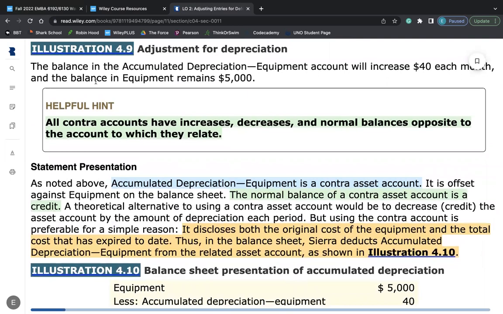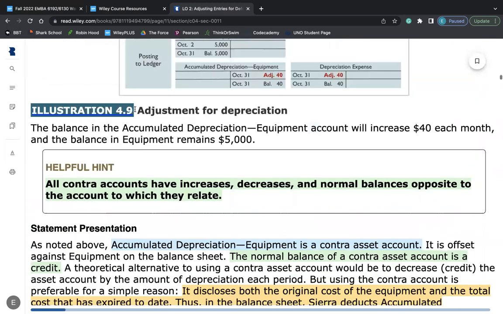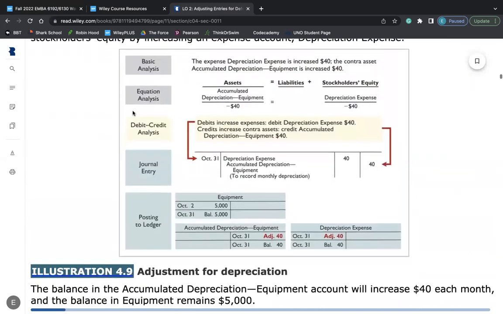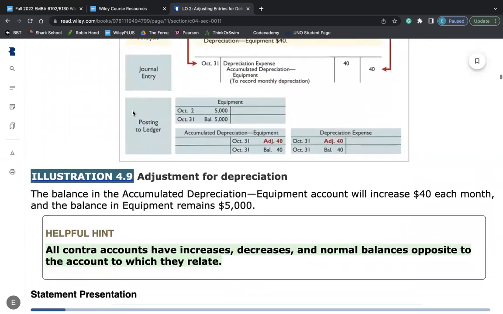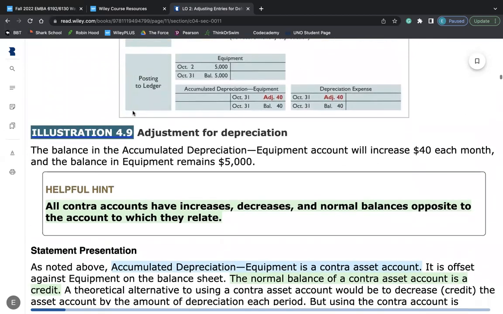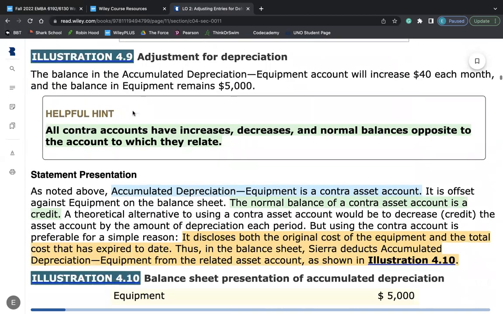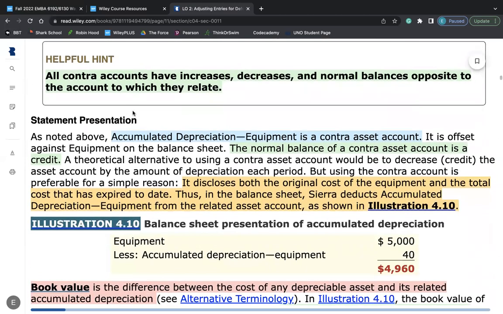All right, here's an adjustment for the depreciation under 4.9. All right, here's a helpful hint. All contra accounts have increases, decreases, and normal balances opposite to the account to which they relate. That is where things get tricky.